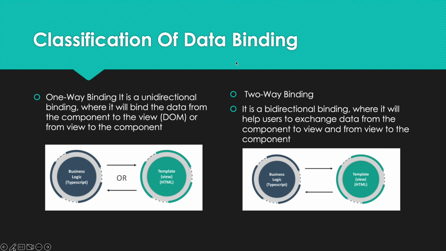So, there are two ways of data binding. One way data binding, which is unidirectional, which means we can send the data from TypeScript to HTML or from HTML to TypeScript. And two-way data binding is bidirectional, so it communicates between both. As soon as you update the template, it sends back to TypeScript and it immediately reflects in the HTML. We will see this two-way data binding in an example shortly.